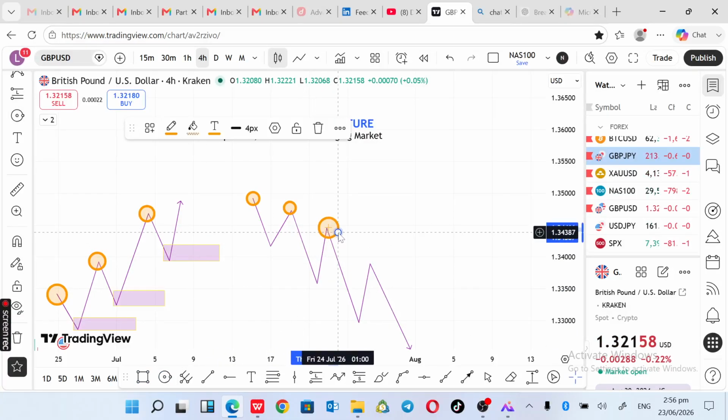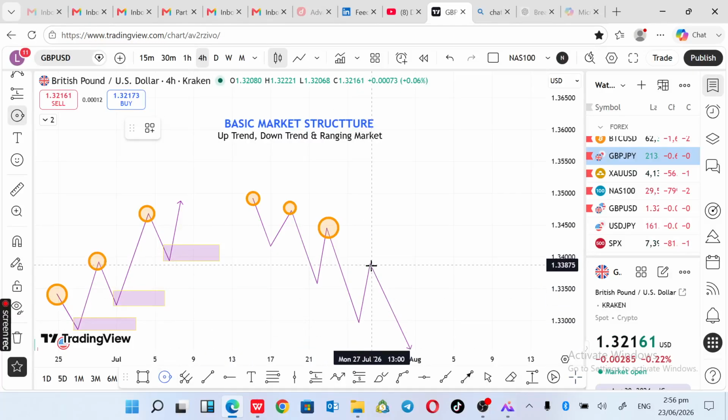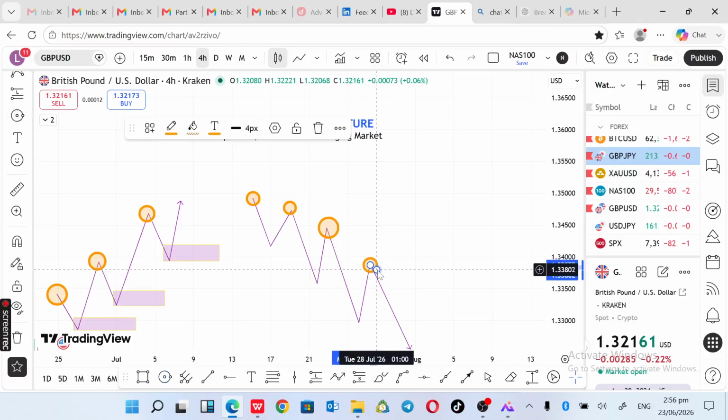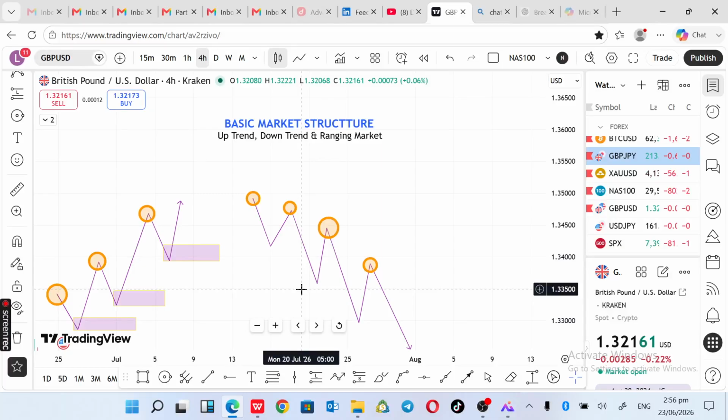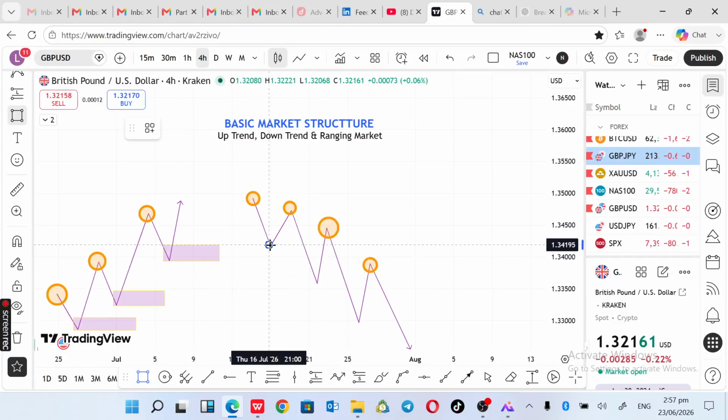This new high is lower than the previous high. The market is going to continue in that style. Why? Because the market is on a downtrend. So every high it creates on a downtrend will be lower than the previous high, and every low it creates on a downtrend will also be lower than the previous low.